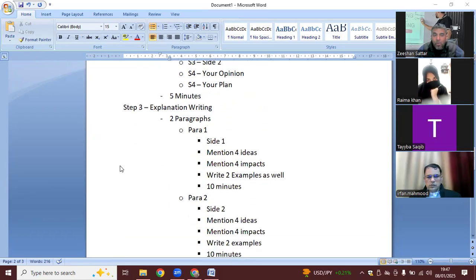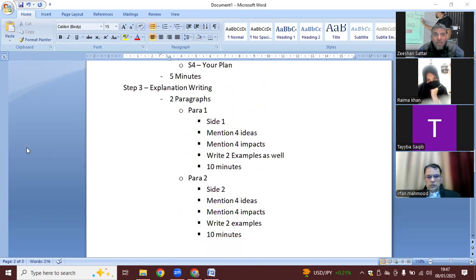This step number 3 is the explanation writing. In explanation, we will have 2 paragraphs. The first paragraph will contain side 1. The second paragraph will contain side number 2. The first paragraph will contain 4 ideas, 4 impacts, and 2 examples which relate to side number 1. And paragraph number 2 will contain 4 ideas, 4 impacts, 2 examples, and will be side number 2 only. We'll spend 10 minutes on each of the paragraphs separately.